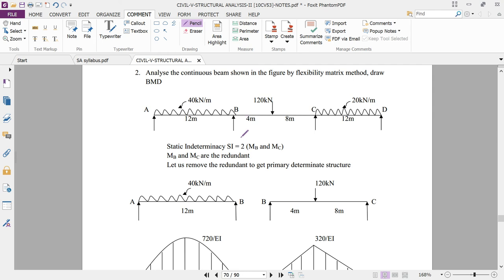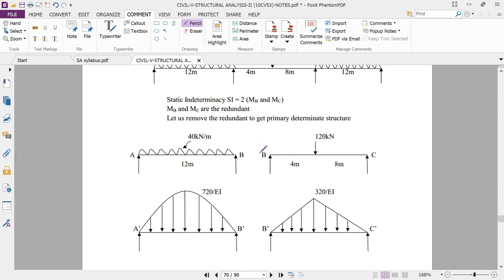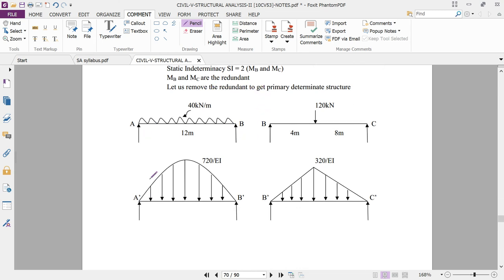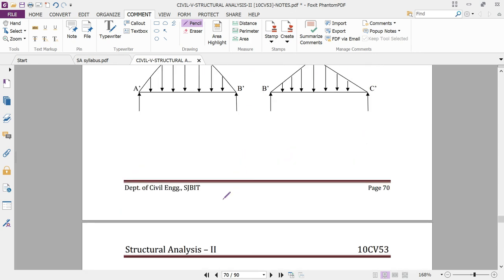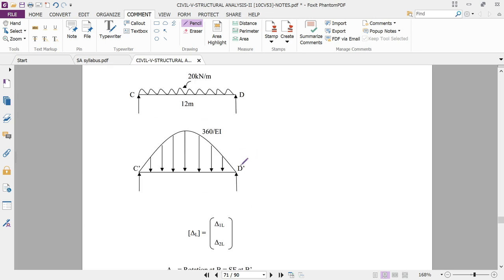So the indeterminacy is B and C. If you see, MB and MC are the redundants. Let us remove the redundants step by step. So first of all we have to remove AB and BC. Initially we have to calculate the sagging bending moment diagram, like this, and then this is the third part, CD, and again calculate the sagging bending moment diagram.